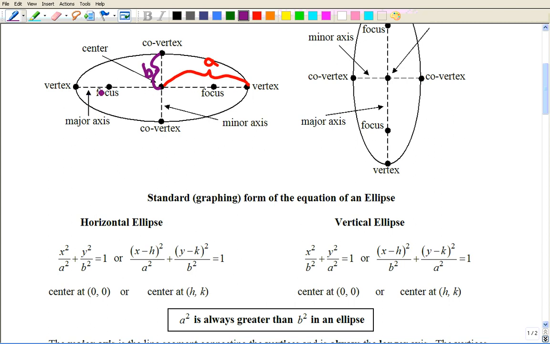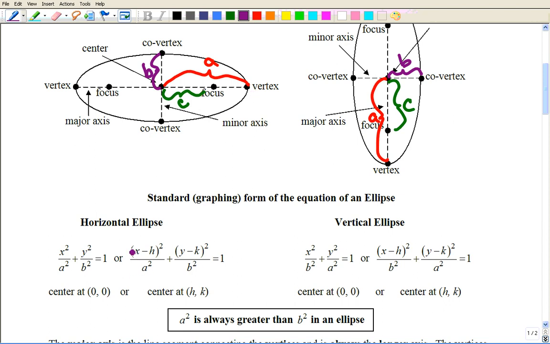So a is half of the major axis, b is half of the minor axis, and then we have c, and that's going to be the distance from the center to one of the foci. And that's true for either one. So over here from the center to the foci, that would be c. Going from the center to a vertex, that would be a. And then going from the center to a co-vertex, that would be b. So it doesn't matter which way it's standing. A, b, and c always represent the same things.